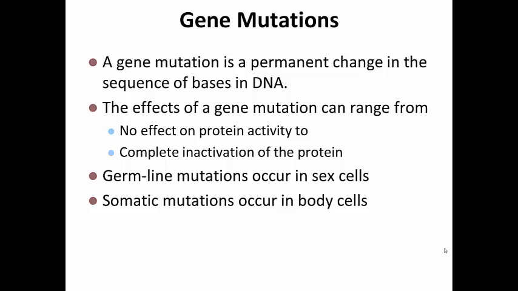Most mutations are going to be somatic mutations. Somatic mutations refer to any mutation that does not occur in the reproductive cells. Now, rarely germline mutations occur, and these take place in the sex cells, and these would be passed on from parents to offspring.